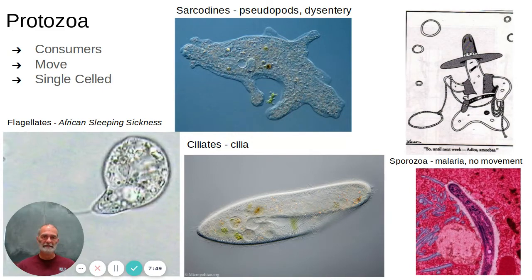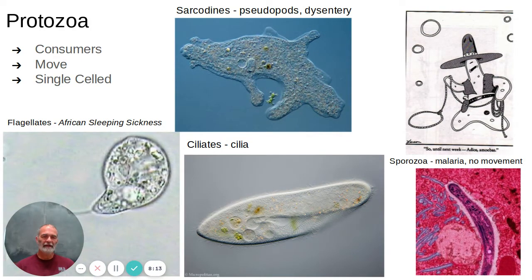But African sleeping sickness is a disease that's caused by the tsetse fly. The flagellate lives in the tsetse fly, and when the tsetse fly bites you, the flagellates can go into your body and into your bloodstream and can cause the African sleeping sickness, where you get very sleepy and eventually you fall asleep forever. The ciliates move by cilia.